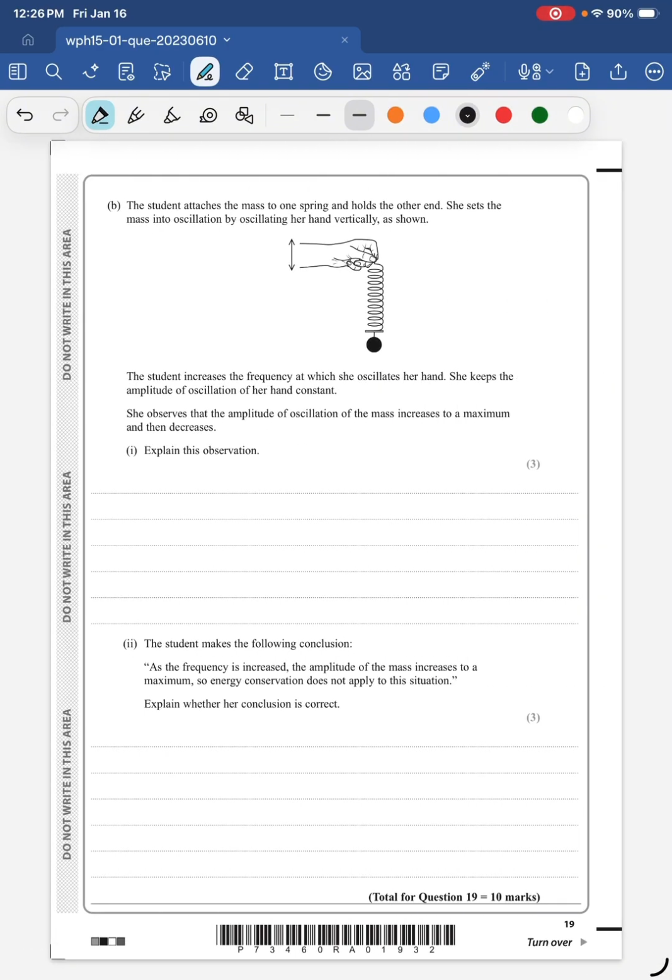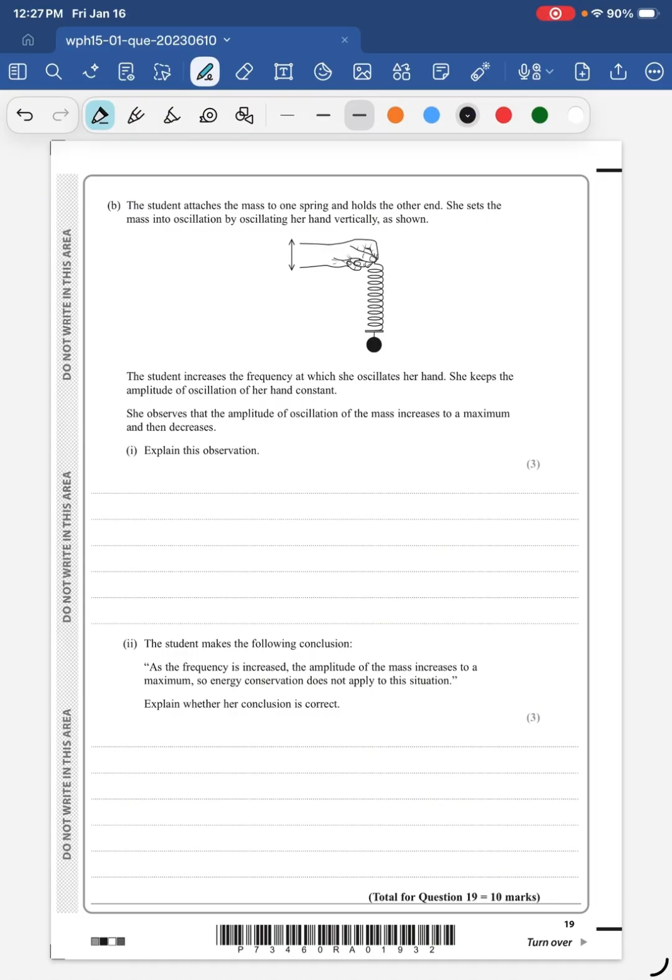Part B. The student attaches the mass to one spring and holds the other end. She sets the mass into oscillation by oscillating her hand vertically as shown. The student increases the frequency at which she oscillates her hand. She keeps the amplitude of oscillation of her hand constant. She observes that the amplitude of oscillation of the mass increases to a maximum and then decreases. Explain this observation.